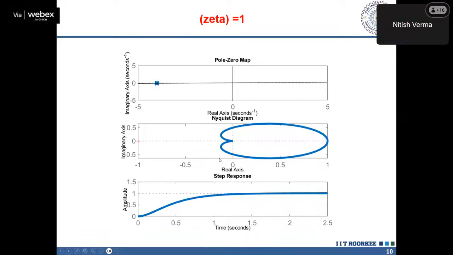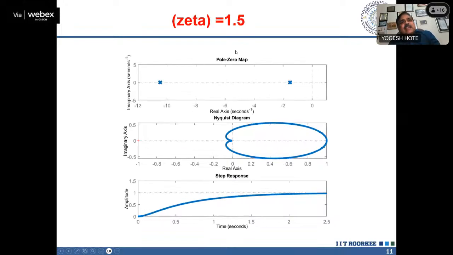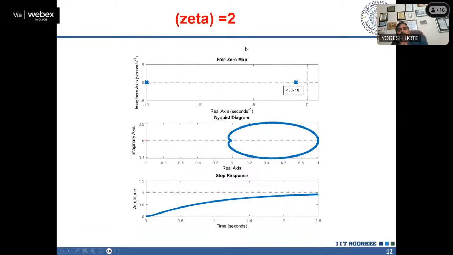So we can see that this portion reduces and moves towards the imaginary axis. Zeta equal to 1.5, again you can see the region moving towards the imaginary axis. Just like two friends, one at Roorkee and the other at Jaipur, now we increase the zeta to 2. One pole stays at Roorkee, but instead of Jaipur the other goes to Raipur, because now the separation is more.